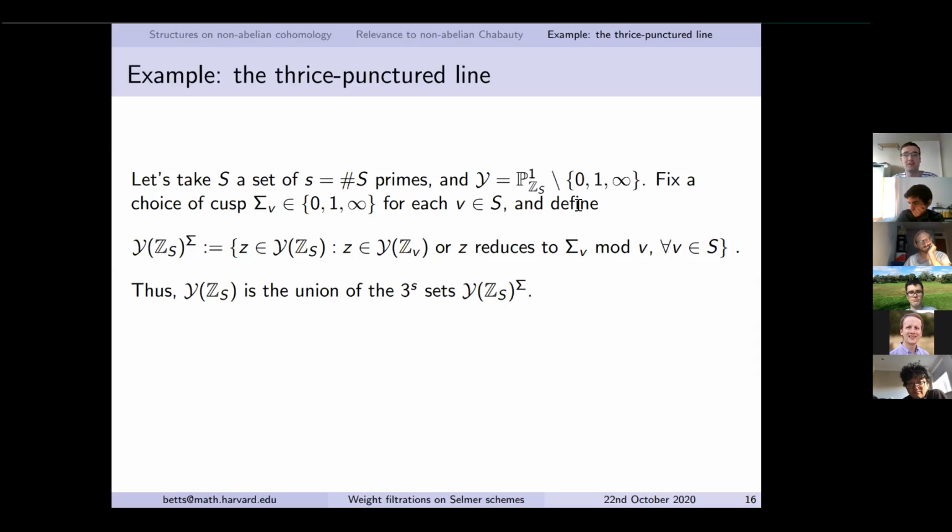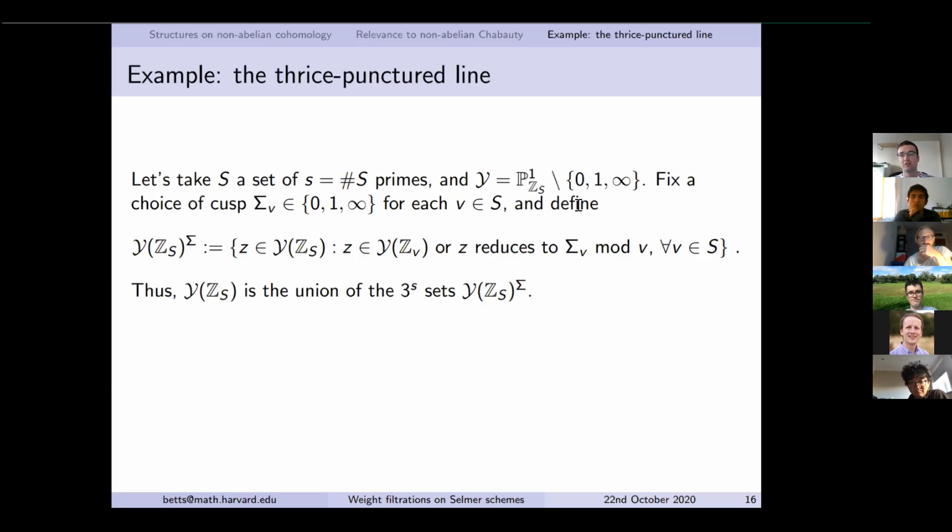Now a kind of useful observation, which will actually be familiar to anyone who is in my project group in Arizona, is that if I have an S-integral point on P1 minus 3 points, and if I have a prime v inside S, then there are four different types of S-integral points. You have those which happen to be v-integral, because v is in S, they don't have to be v-integral. You have those which lie in the residue disk of infinity, those which lie in the residue disk of 0, and those which lie in the residue disk of 1.